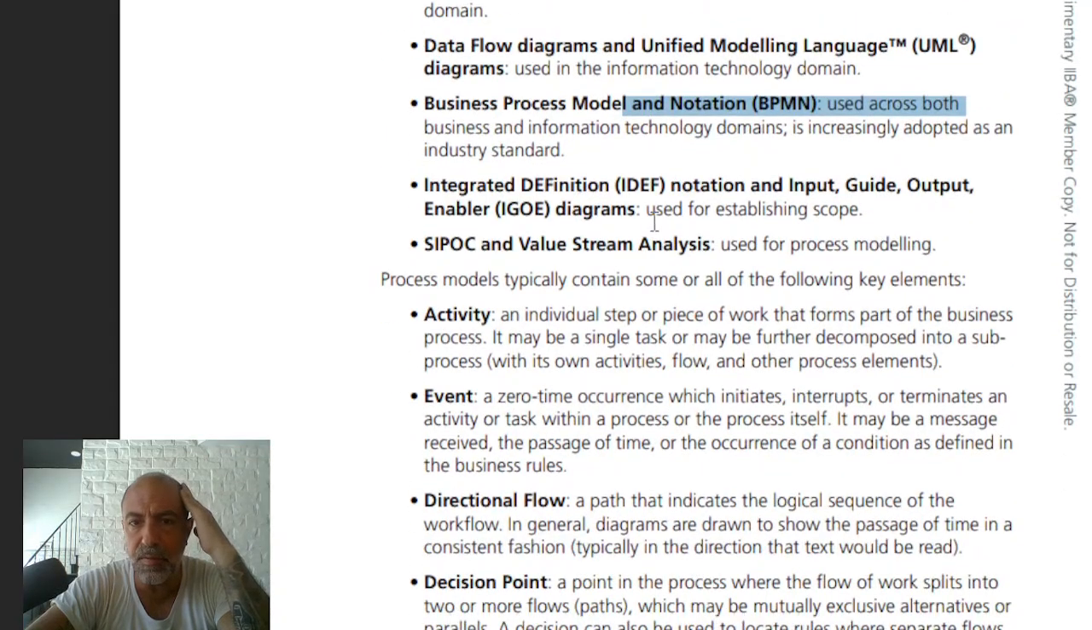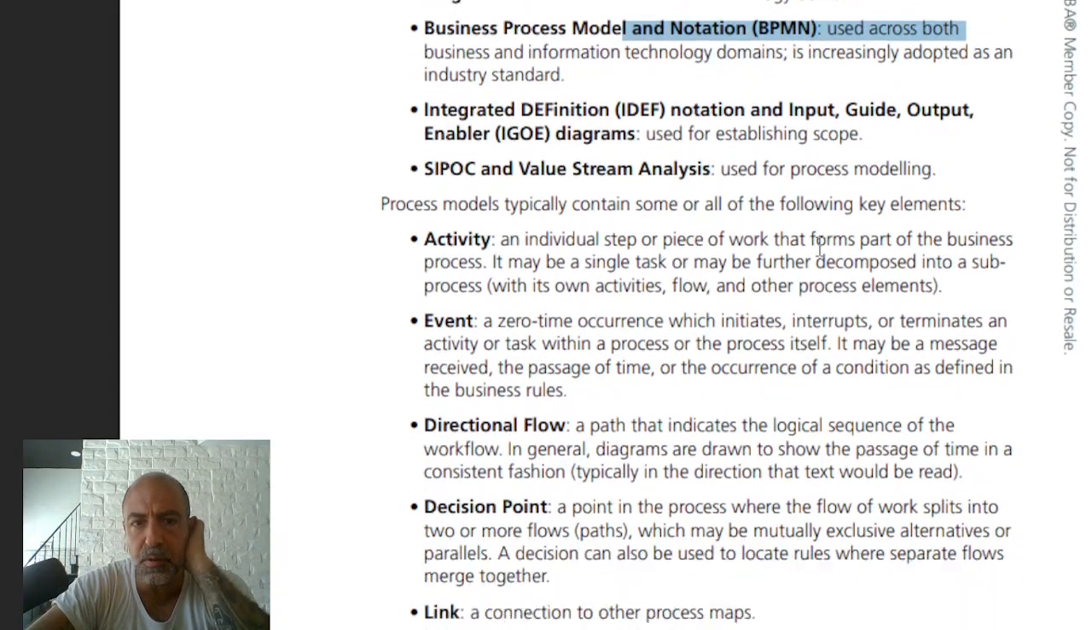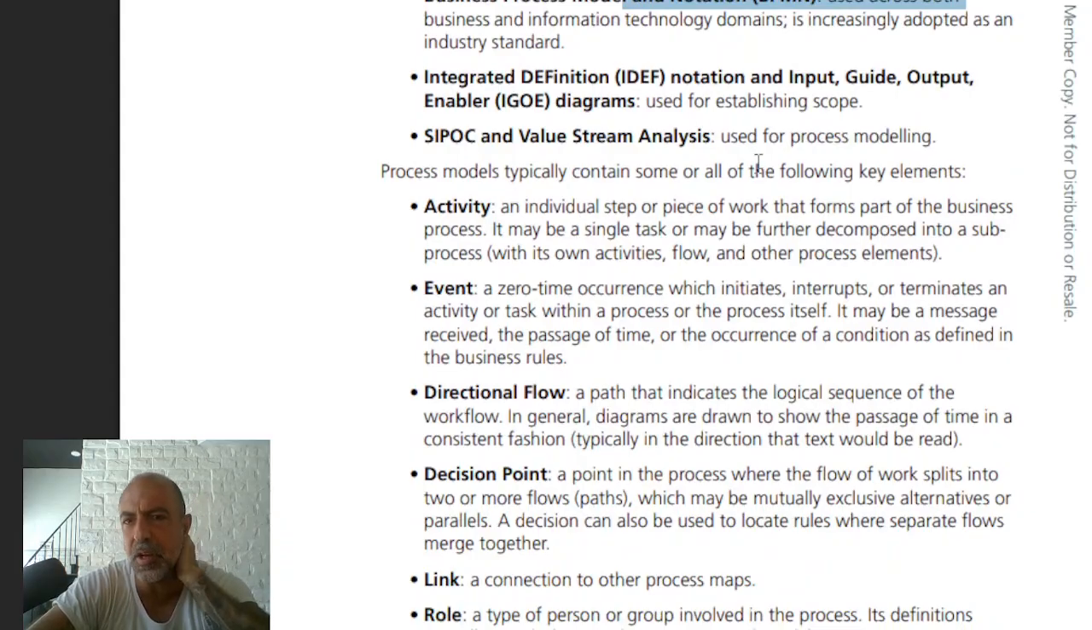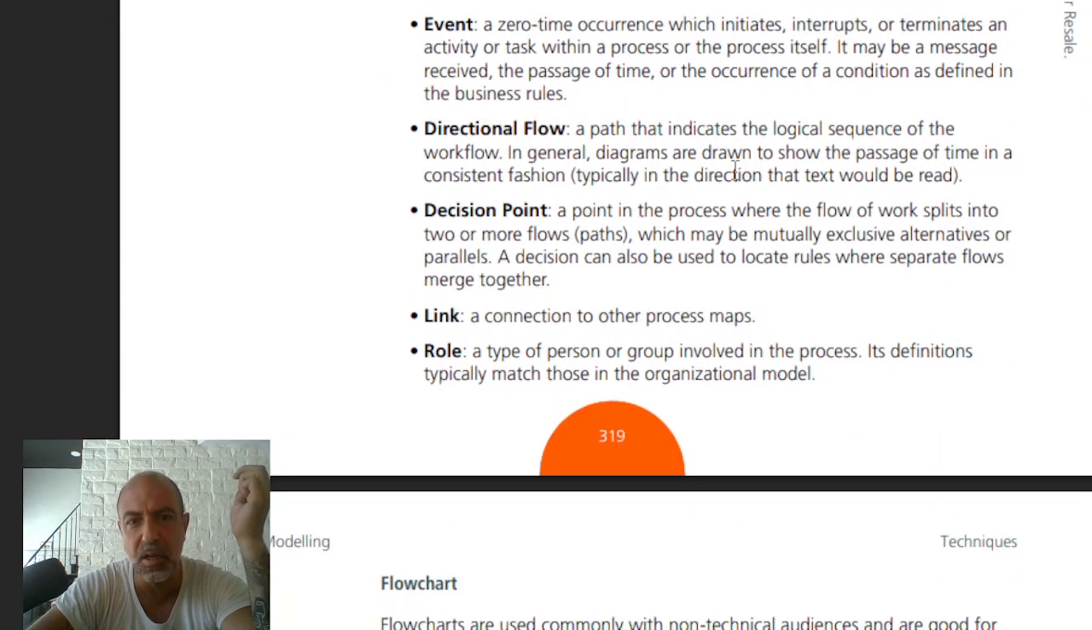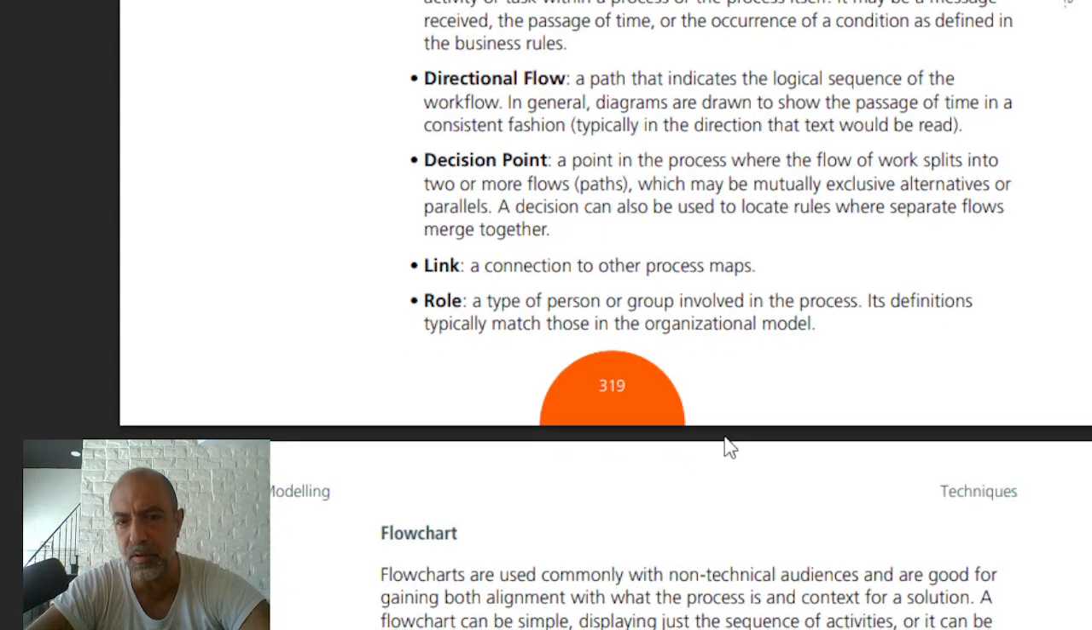Let's continue. Integrated definition, IDEF, notation, input, guide, outputs, and value stream analyses for process modeling. Process models typically contain some or all of the following key elements. There's an activity, an individual step or piece of work, like something moves. There's an event that happens with the activity, a zero-time occurrence, which initiates, interrupts, or terminates an activity. There's a directional flow, a path that indicates the logical sequence of the workflow in general, and there's a decision point. And then there's a link, and then there's a role, the type of person or group involved in the process, and its definitions.